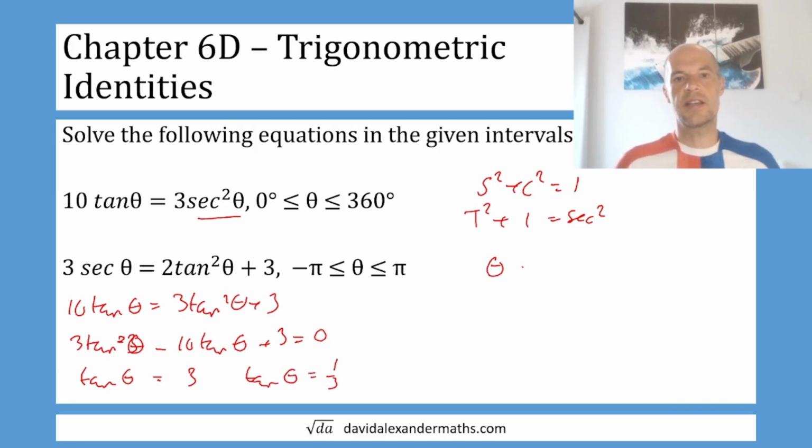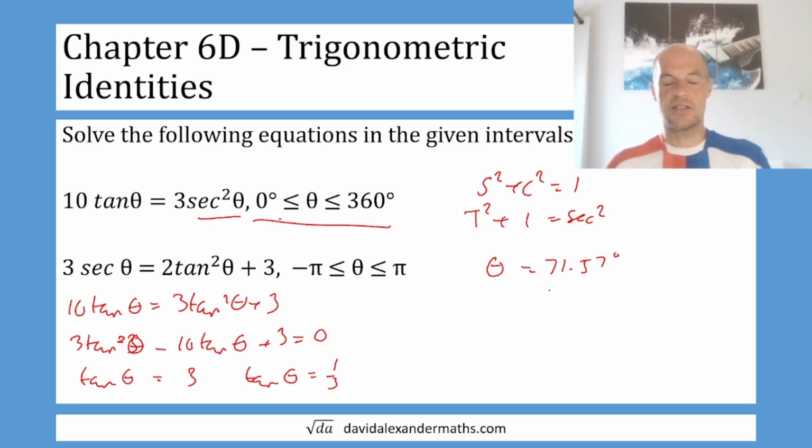Okay, so therefore theta is, here I'm dealing in degrees, so I'm just going to make sure that I am actually in degrees on my calculator. So inverse tan of 3 is 71.57, and I'll add 180 degrees to that. Remember that tan repeats every 180, so that's 251.57 degrees. And if I add another 180, that would definitely take me above 360. Now, from my tan of theta equals 1/3, the inverse tan of 1/3 is 18.43 degrees.